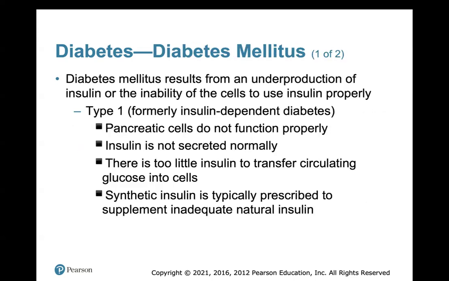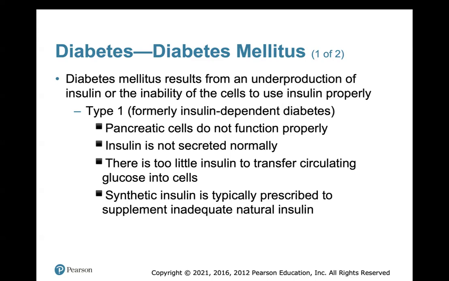There's a couple different types of diabetes that are out there. There's two main types. There's type 1, which is formerly called insulin dependent diabetes. Pancreatic cells do not function properly. Insulin is not secreted normally. There's not enough insulin. All these things are usually indicative of type 1. Usually, type 1 diabetics are diagnosed as juveniles. Usually, it's an early onset condition.